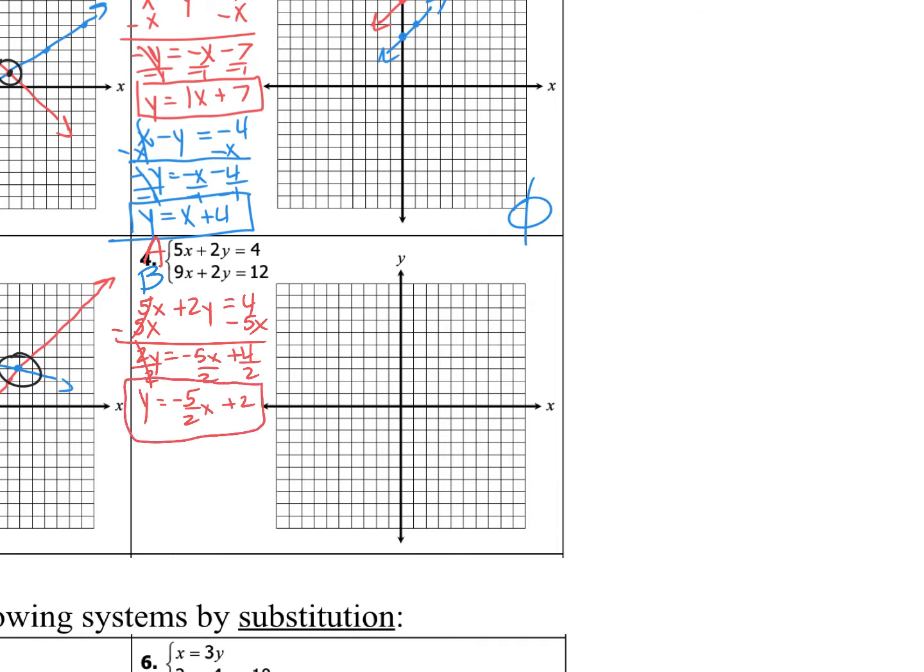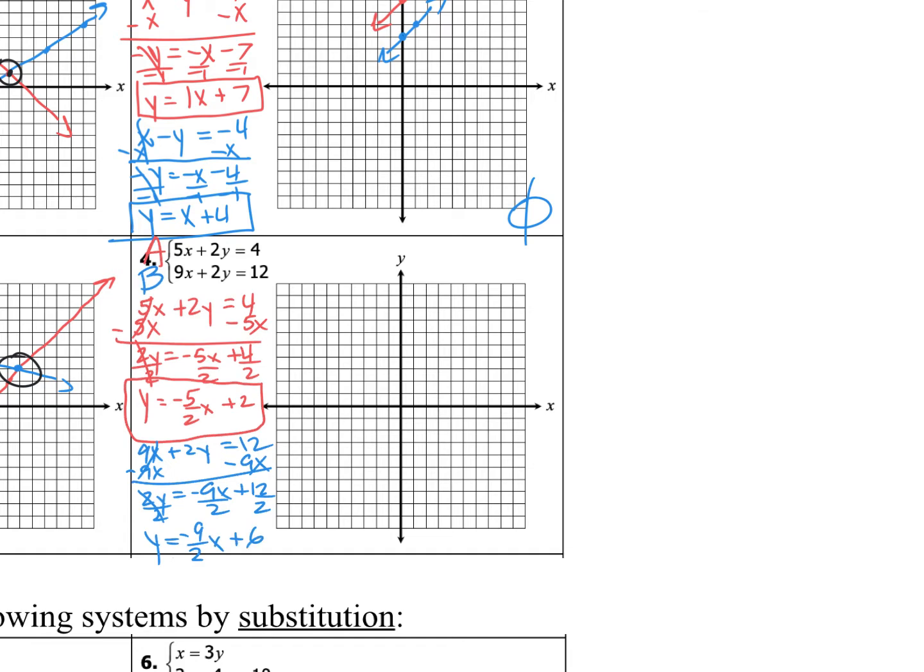Okay, second equation, 9x plus 2y equals 12. And we're going to subtract 9x. 2y equals negative 9x plus 12. Divide by 2. And y equals negative 9/2 x plus 6.